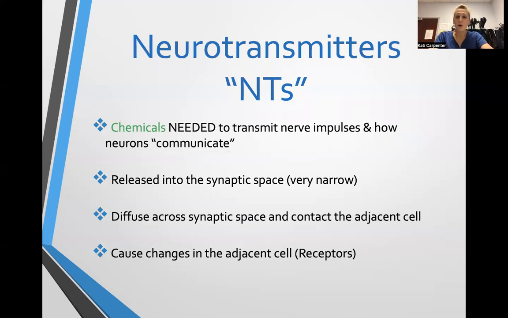So now we're at that synaptic cleft. Those neurotransmitters, they are up and they are ready for action. Those neurotransmitters are those chemical messengers that are needed. It's how they communicate. They speak through neurotransmitters and enzymes breaking things down. That's what's happening in there. So when that neuron is stimulated, it's released into the synaptic space, which is very narrow, and it diffuses across the synaptic space, and it's going to kind of flow across and just touch that postsynaptic neuron, which has receptors on it.